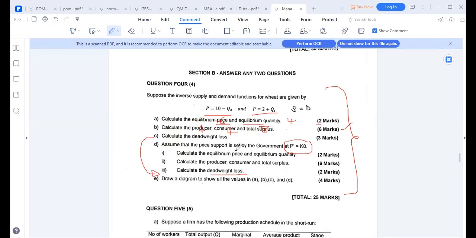Now, they also want us to calculate the equilibrium price and quantity, the consumer and producer surplus, which is arising from the distortion, and also to show the values in the diagram which we have done. So that will remain your homework now. Calculate the consumer surplus and producer surplus at the price that has been set. What is the consumer surplus? What is the producer surplus?